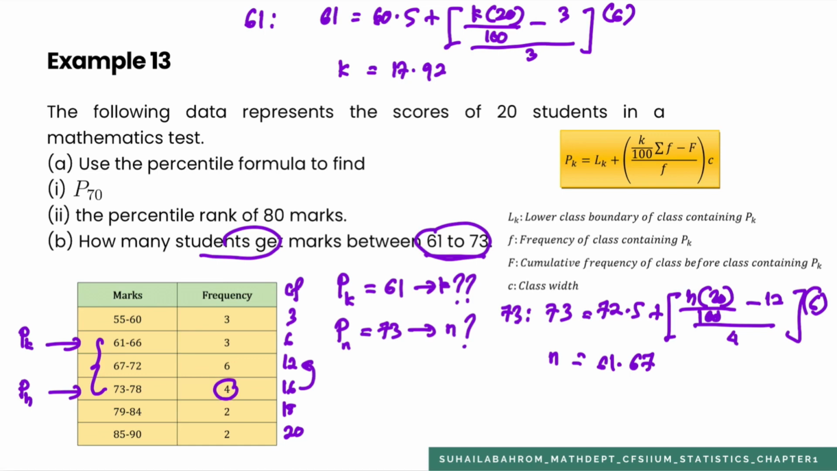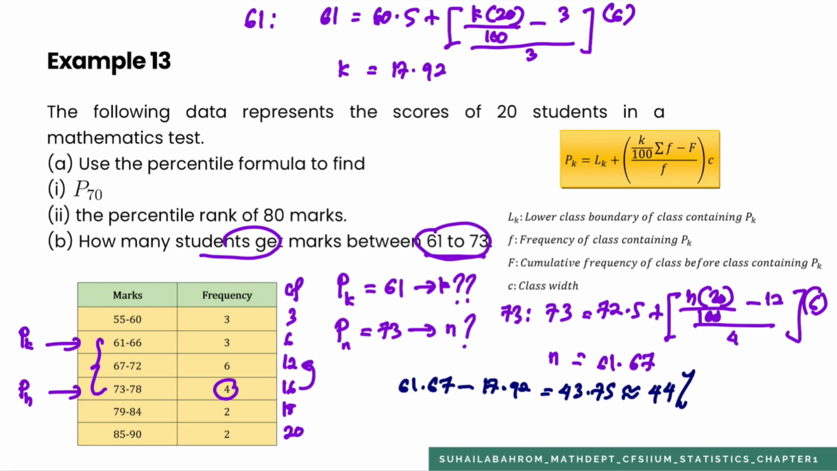Since we want to find out how many students get the marks between 61 to 73, what we have to do with the ranks that we got just now, the rank of 61.67, you have to minus 17.92. So you will get the rank equivalent to 43.75. Then at this point, you have to round off the value. Therefore, the rank between those two marks is 44%.